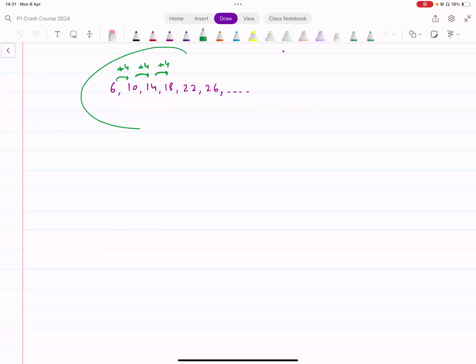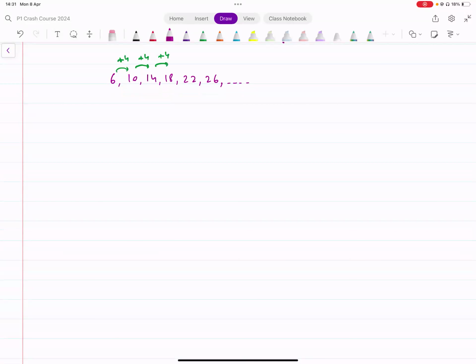This is what an arithmetic progression looks like. It's a sequence in which the difference between consecutive terms is constant. The difference has to be constant. Okay. Now, an arithmetic progression is basically described by two things.